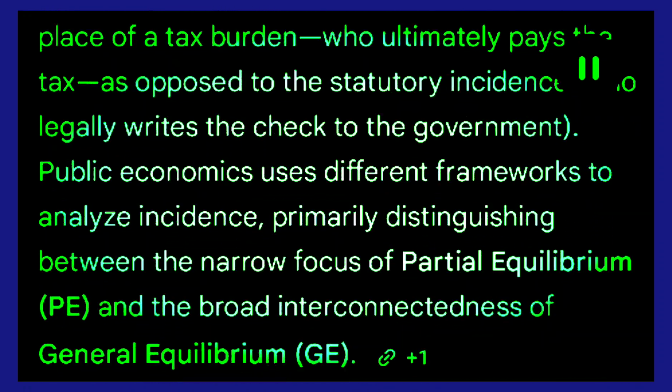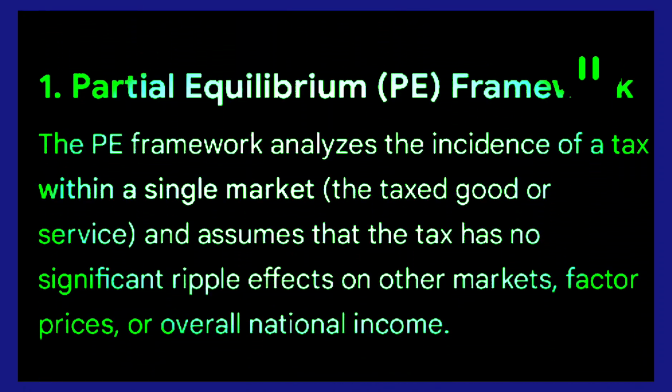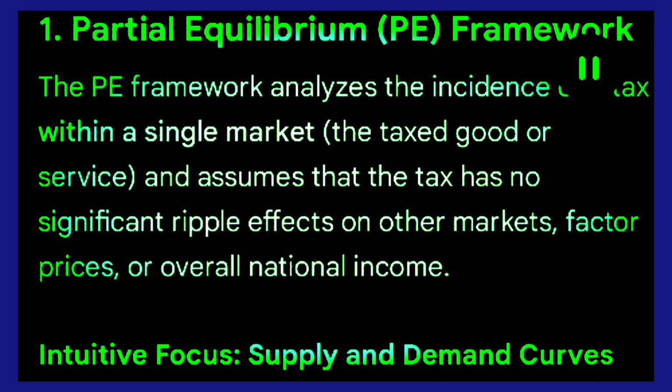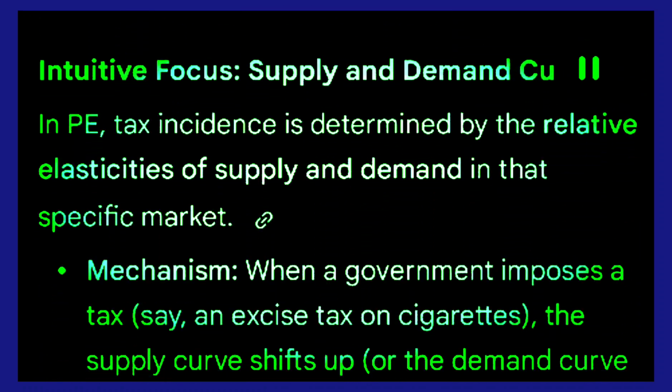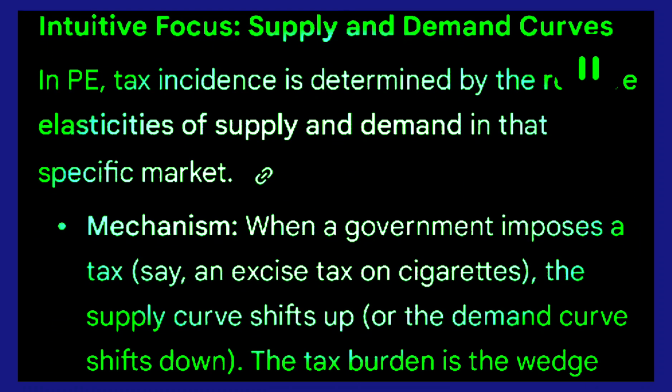1. Partial equilibrium (PE) framework. The PE framework analyzes the incidence of a tax within a single market, the taxed good or service, and assumes that the tax has no significant ripple effects on other markets, factor prices, or overall national income. Intuitive focus: supply and demand curves. In PE, tax incidence is determined by the relative elasticities of supply and demand in that specific market.